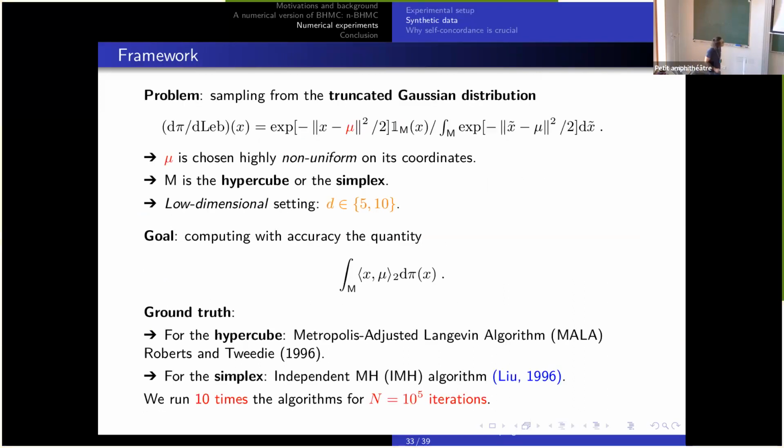Here I want to consider a truncated Gaussian case, just for a sanity check. I will consider M, which is the hypercube or the simplex, and for d equals 5 or 10, not that big, because we need a ground truth to check our algorithm. The problem of sampling on a constrained set is very complicated, and to have a reliable result is not that simple. Here is the target density I want. The quantity I want to approximate is the integral over my constraint set of the scalar product of x with respect to mu, where mu is the mean of my Gaussian distribution.